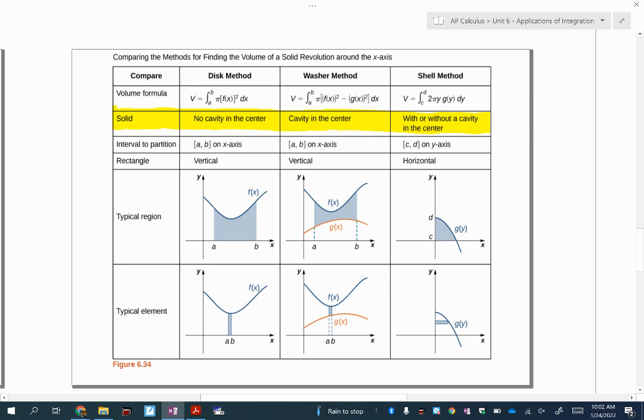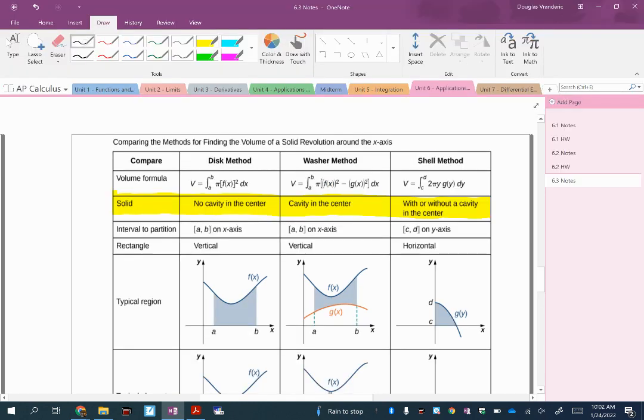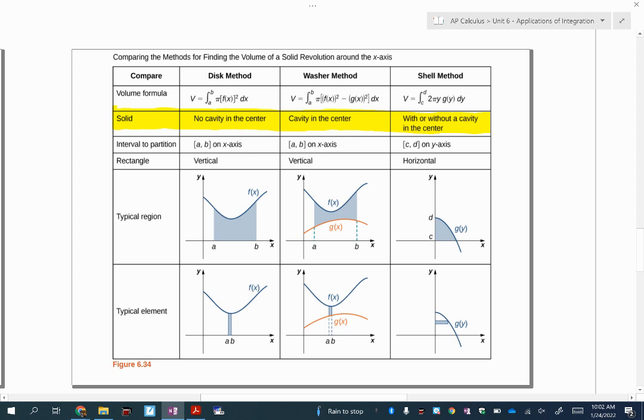If we have a cavity in the center, then we're going to kind of rule out the disc method. And if we don't have a cavity in the center, we really don't need to use the washer method. So that's kind of the first thing I ask myself. And then I'll show you with the shell method, with some of these, that you've really got two options, and it's up to you which one do you think would be the simplest to do.